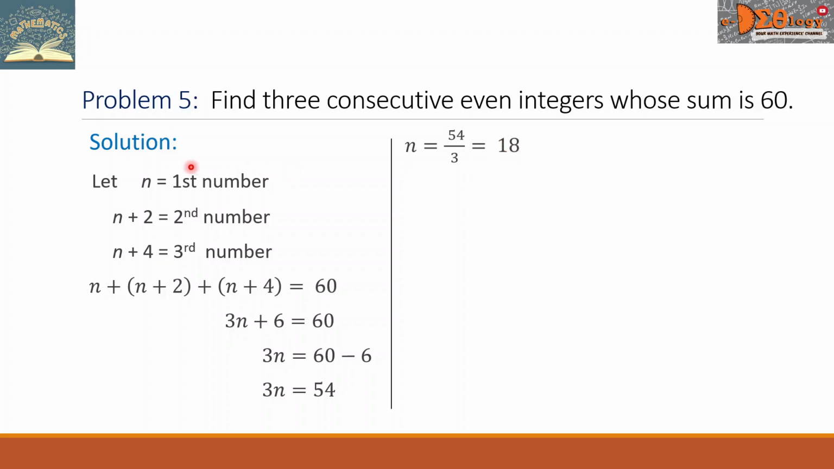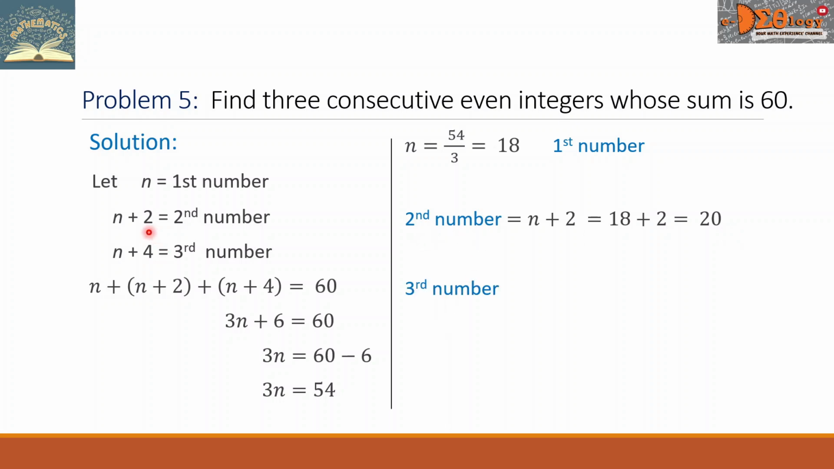In the beginning, we say that this n is the first number. Let us now compute for the second number. The formula is here, n plus 2. We substitute the value of n, which is 18, here. So we have 18 plus 2, and the answer is 20. This is the second number.